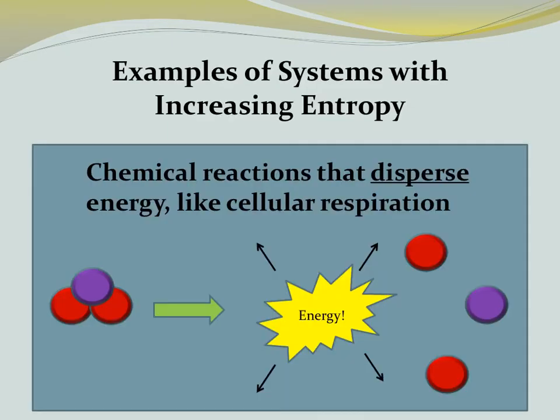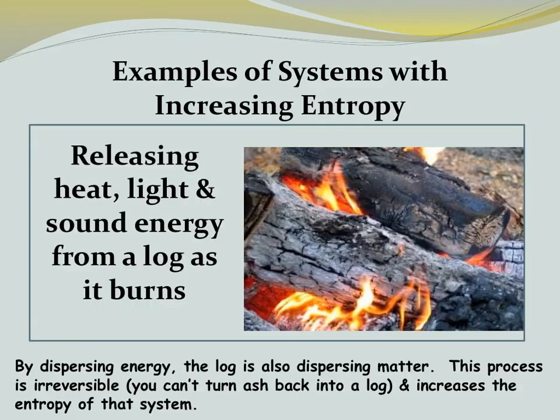Examples of systems with increasing entropy. This chemical reaction shows an increase in entropy. You can see that a large molecule, when it breaks down, disperses energy and matter at the same time, therefore increases entropy. Burning a log is another example of increasing entropy. By dispersing energy in the form of heat, light, or sound, the log is also dispersing matter. This process is irreversible. You can't turn ash back into a log, and therefore increases the entropy of that system.